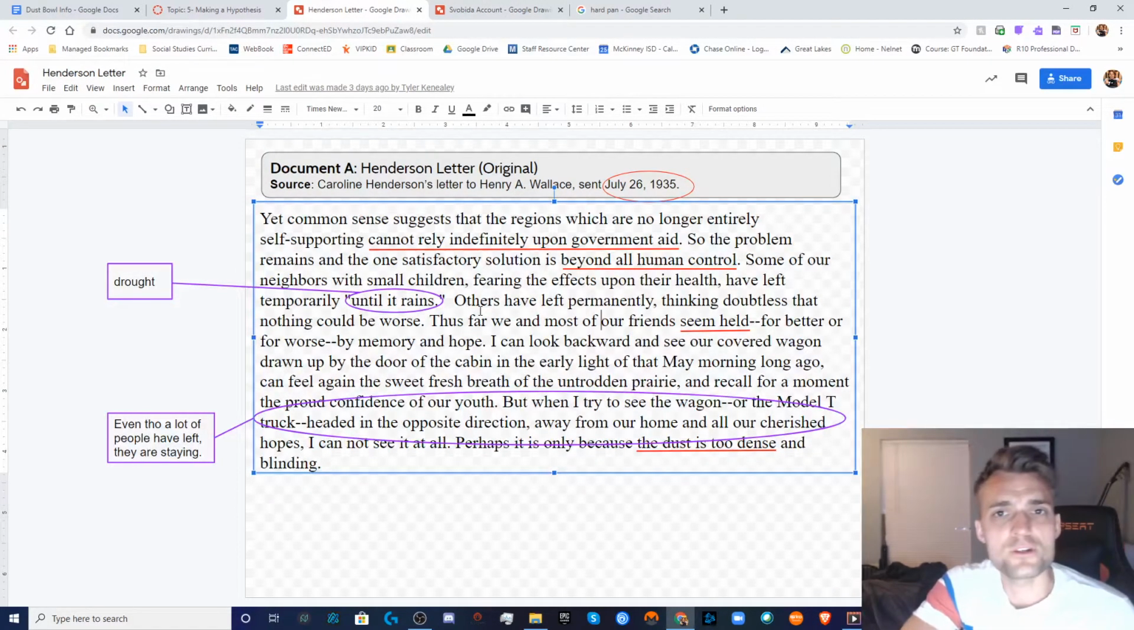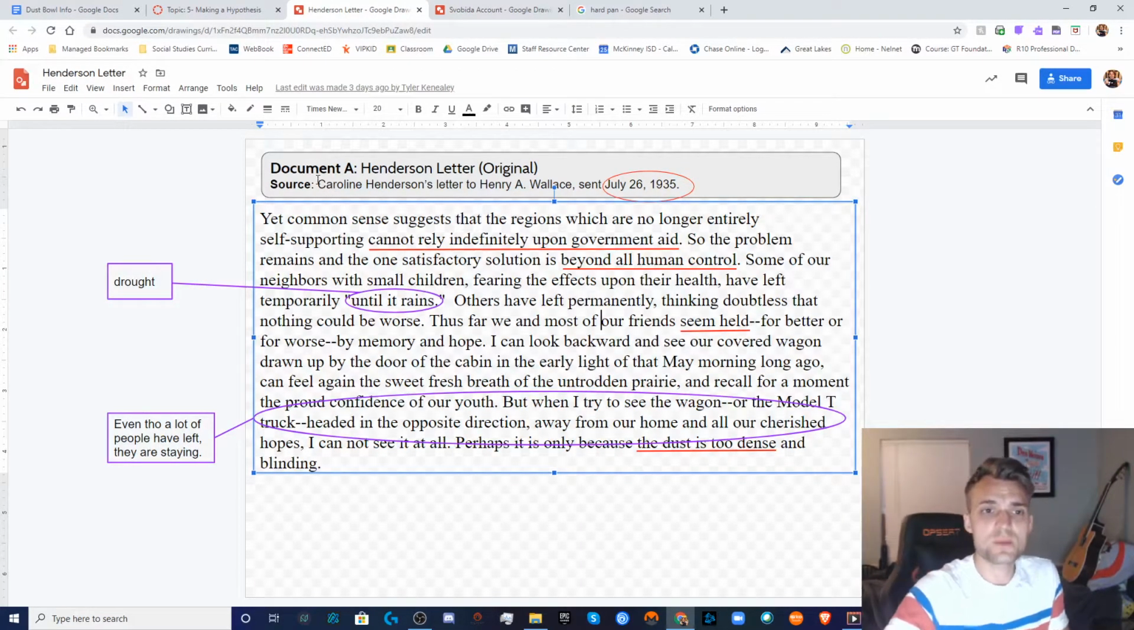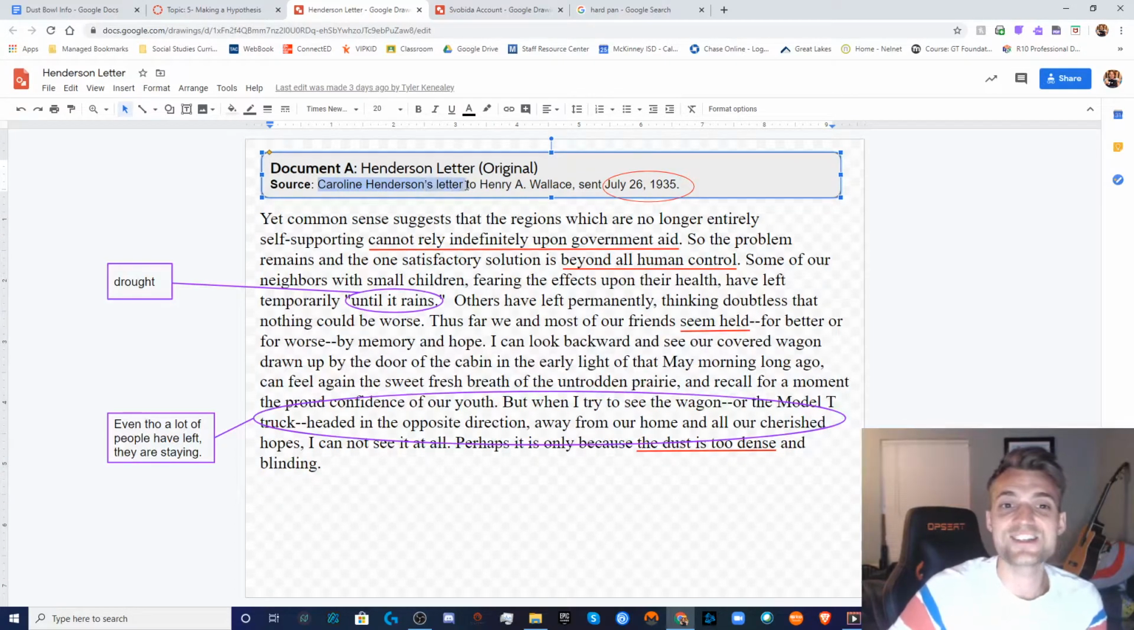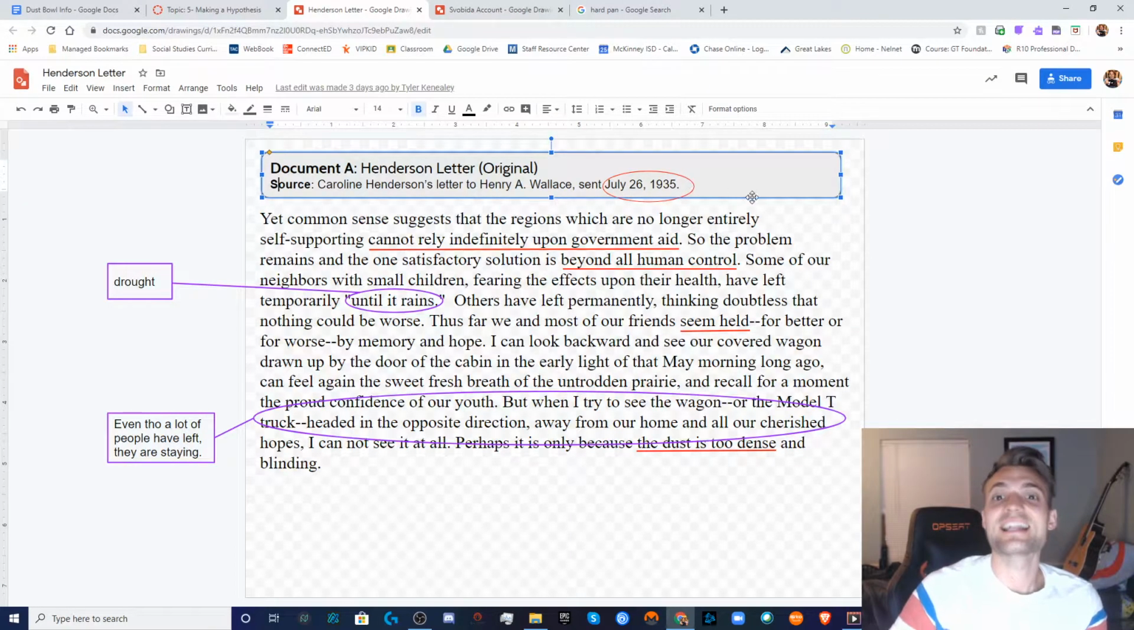All right, so first, who's talking? Who's penning this? Who's writing this? It says up here, the source is Caroline Henderson's letter. So Caroline Henderson is the author. And who is she talking to? Henry A. Wallace. When was this written? Well, look for the source, July 26, 1935. So based on what we know, 1930 to 36, this is towards the end of the Dust Bowl.